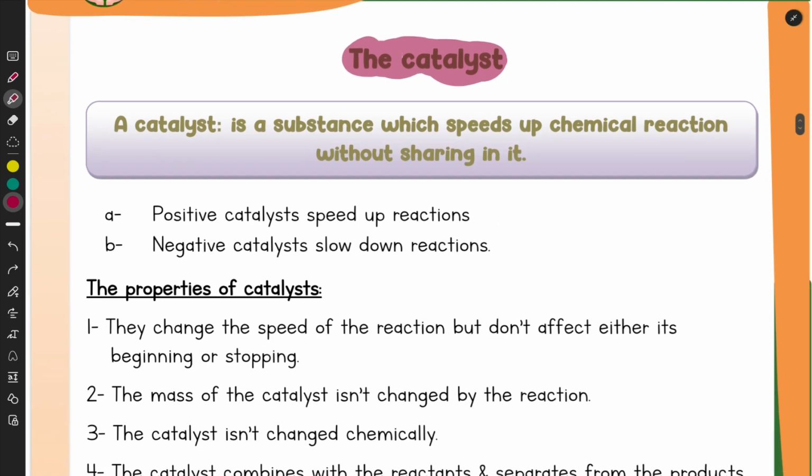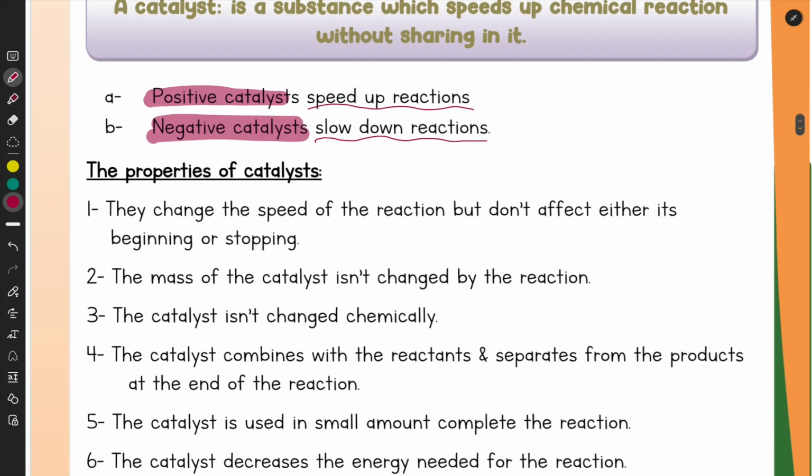We have two types of catalysts: the positive catalyst and the negative catalyst. The difference between them is that the positive one speeds up the reaction and the negative one slows down the reaction. It's very obvious. Okay, the properties of catalyst. We have some properties of catalyst we should be aware of.